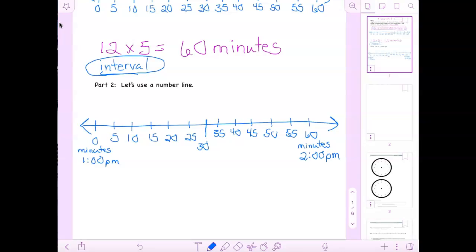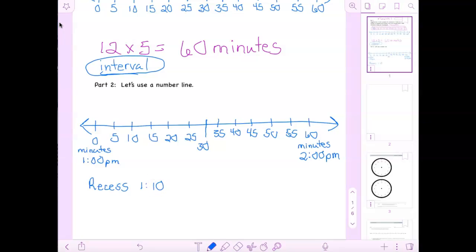So we're going to plot some different points, things that happen throughout the day. We're going to pretend that you have recess, which hopefully you're giving yourself some recess time at home. We're going to pretend that we have recess at 1:10 in the afternoon, 1:10 p.m. And I ask myself, does that time fall in between 1 and 2? It does, because we have our hour here of 1 o'clock plus 10 minutes.